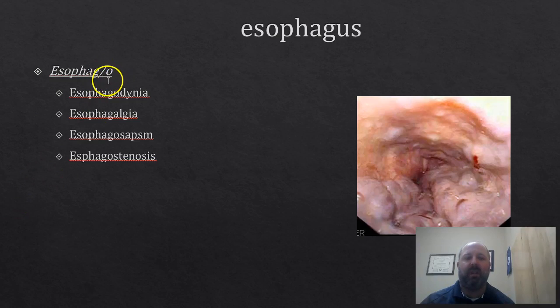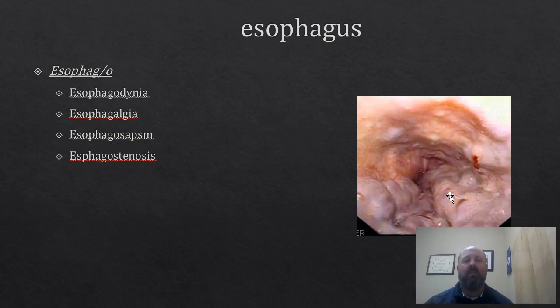Here we have the esophagus, right? Esophagitis, esophagodynia, esophagalgia, esophagospasm, esophagostenosis. So this here is esophageal varices.